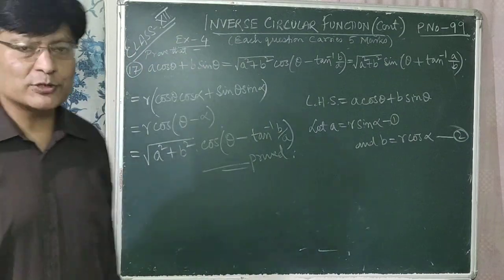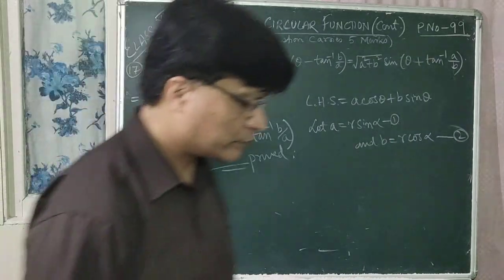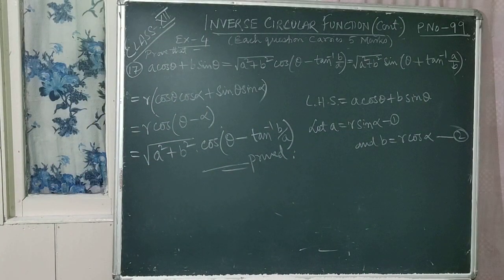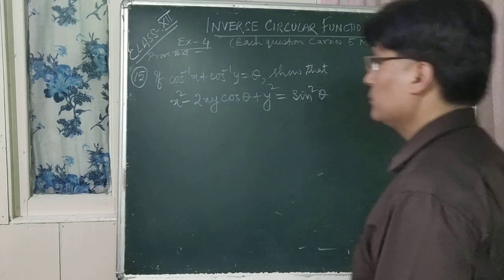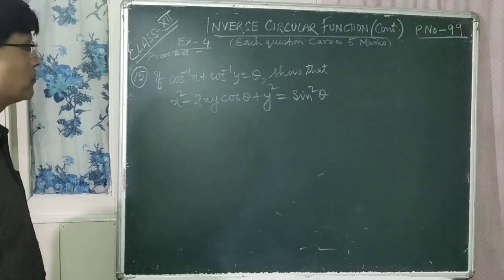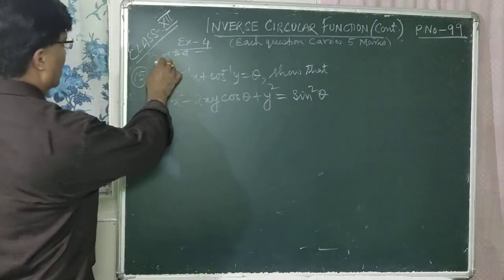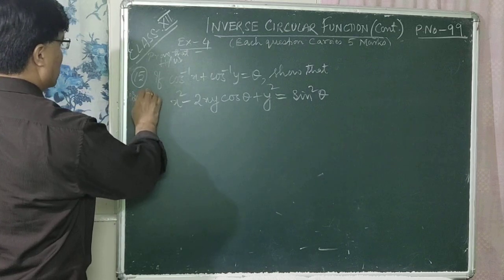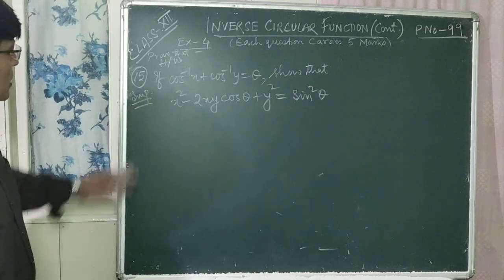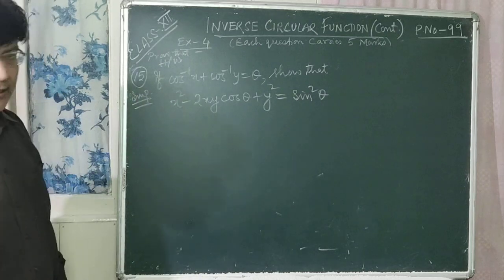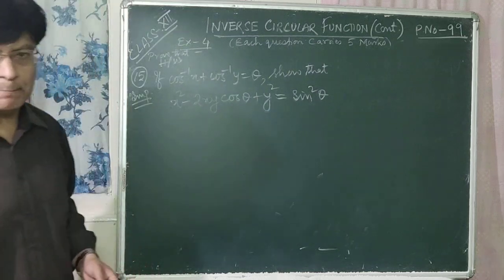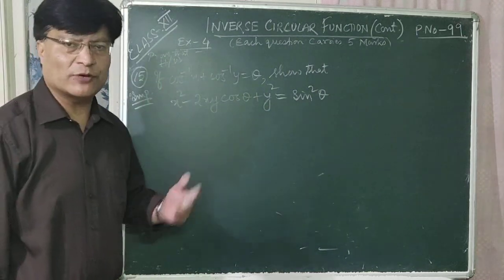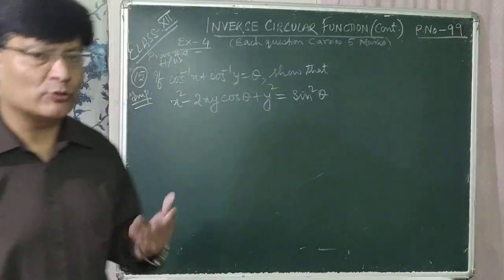Okay. Now I'll give you some homework, right? So now this question number 15 is your homework. Okay. So this is very important question. So question number 15 is, if cos inverse x plus cos inverse y is equal to theta, then prove that x square minus 2xy cos theta plus y square is equal to sin square theta. Okay. So write down given, use the formula on the left hand side, cos inverse x plus cos inverse y. You know this formula. Okay.